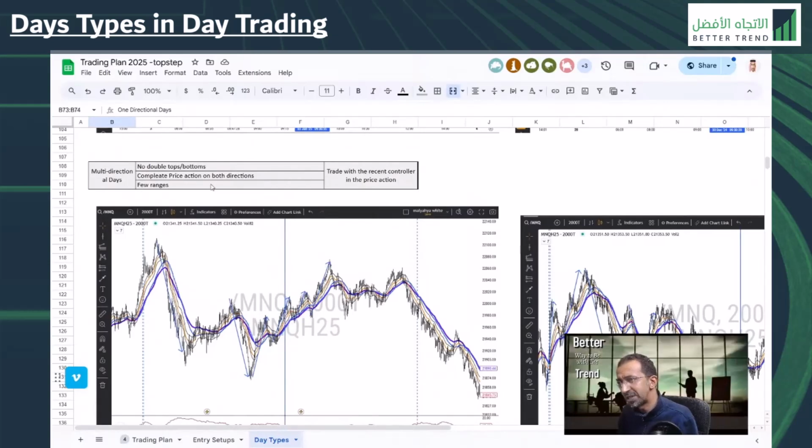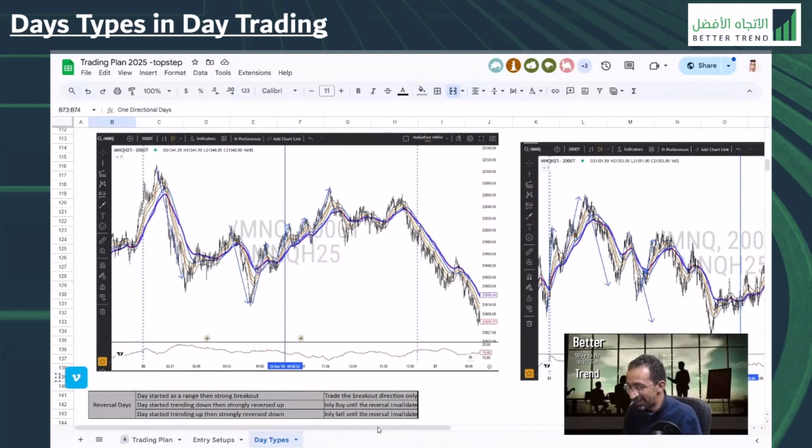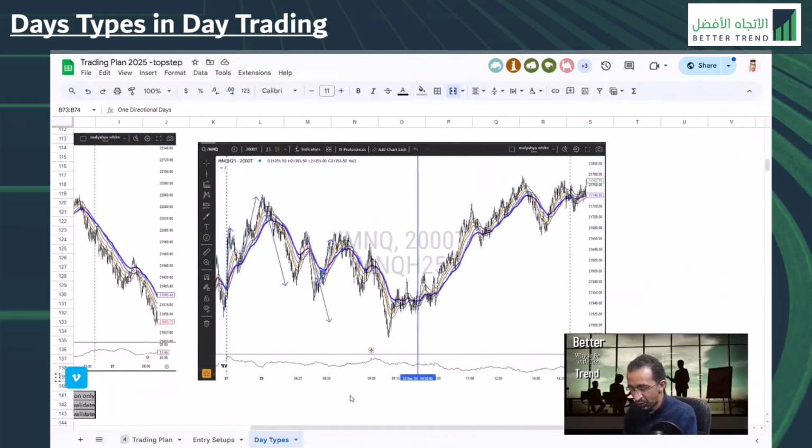Consolidate direction. What is the range day? The chop fest. Normally I get chopped pretty well on these days. Yeah, we all do. This is another example of a multi-direction day as well.